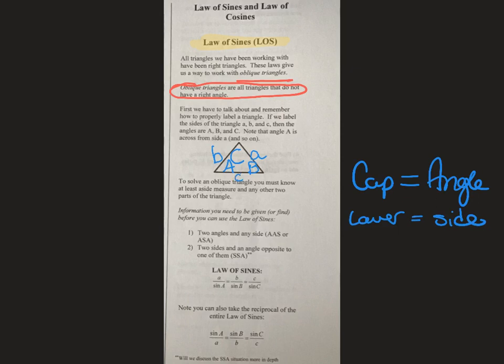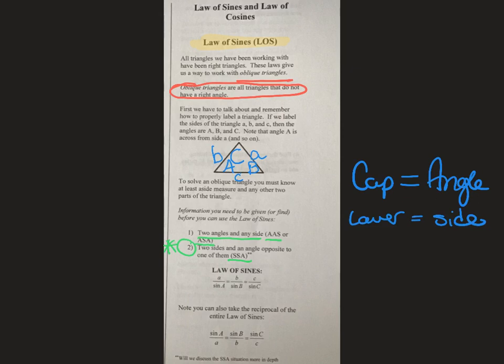So now that we know how to label a triangle, we can move on to the law of sines. And all that is just a ratio. So it says that if I'm going to use the law of sines, there's two cases where I use it. I use it when I have two angles and any side, which is an angle, angle, side, or an angle, side, angle. And then this one's a very special case, which we're going to talk more about later this week, but it's the side, side, angle case.